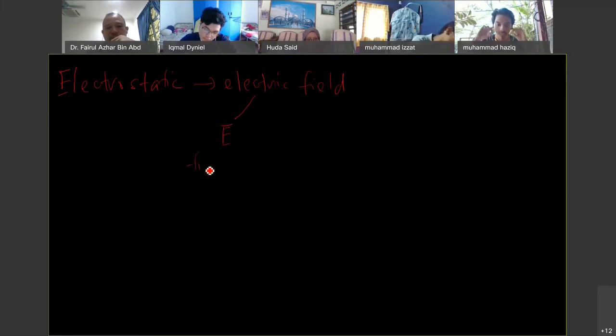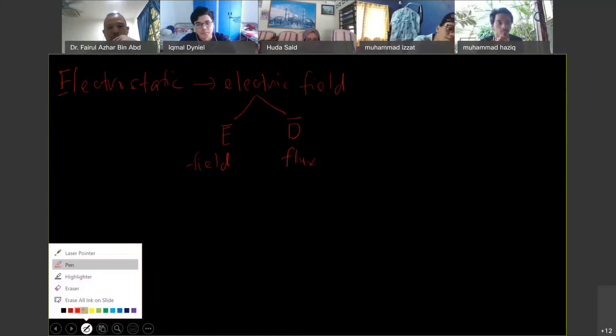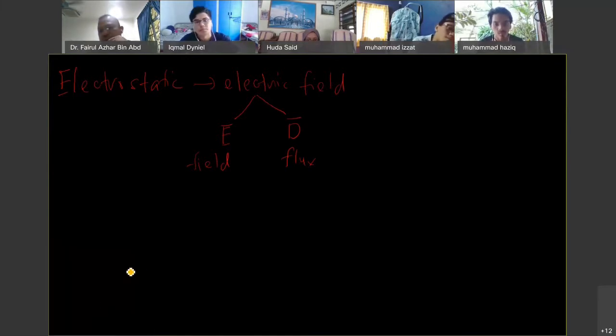Okay, so in electrostatic, basically we deal more with the electric field. Under this electric field, we have two important parameters. First is the electric field intensity E, which is the field value. And the other one is D, which is a flux value. When we go to magnetostatic, we will have almost similar arguments in terms of field as well as flux.